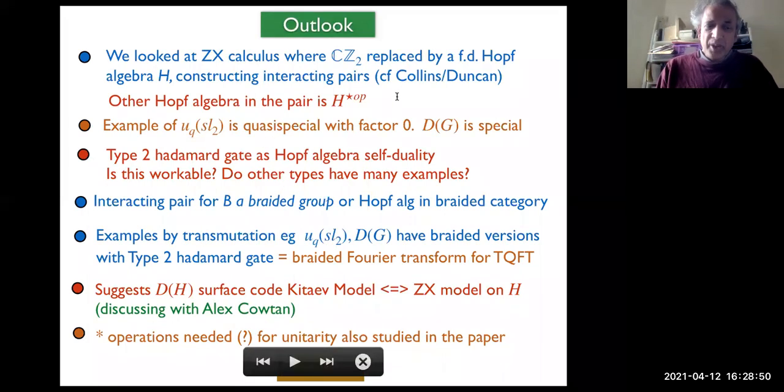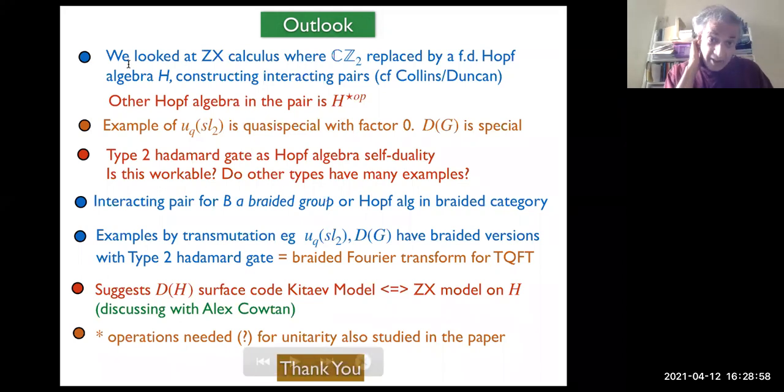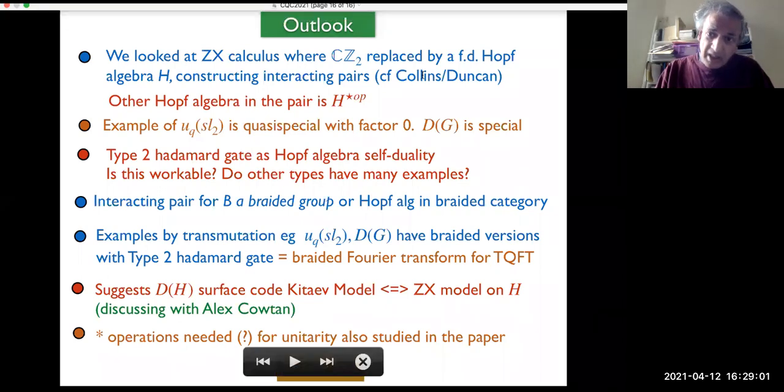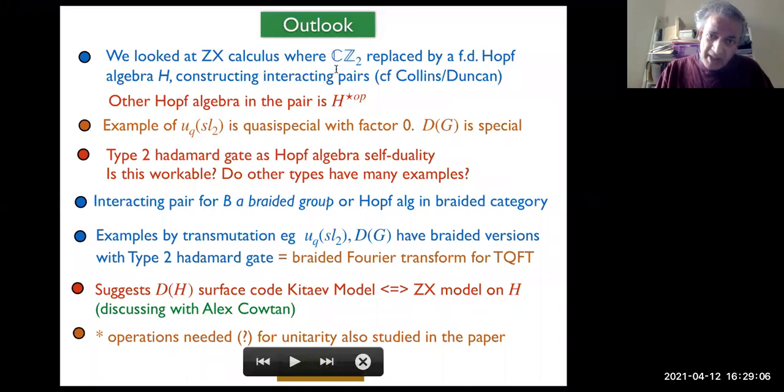So just take a little pause, and then we'll read out the summary. What did we do? Firstly, we took the ZX calculus. In the original Duncan-Coecke paper, the relevant thing was the group algebra of Z2, and that's what people normally use for the standard realization of ZX calculus. But you can replace it by any Hopf algebra. We reviewed that, which was something recently done by Collins and Duncan. We viewed it in a slightly fresh way, and identified the other Hopf algebra in the pair as actually H star opposite.